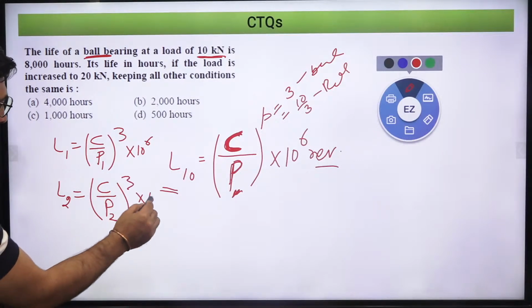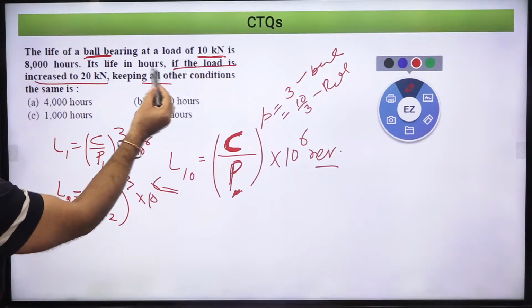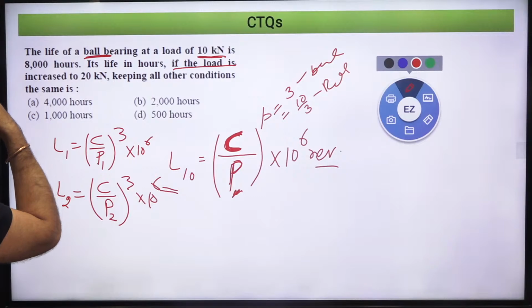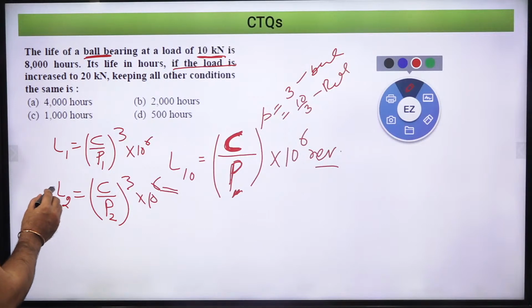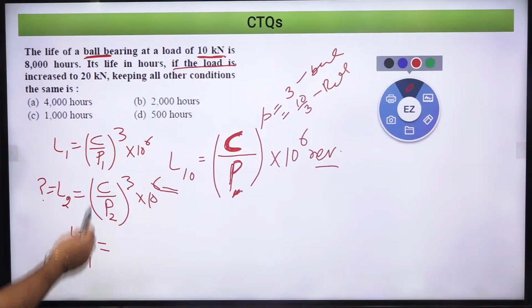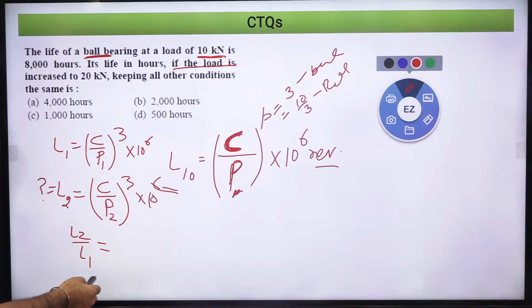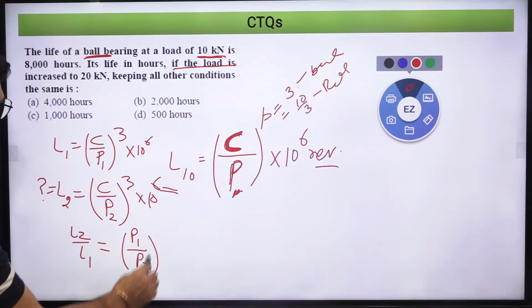Rest is the same. I want to find out what happens if the load is increased, keeping all other conditions the same. It is asking me to calculate its life in hours, that means I have to find out L2. So I can write it this way. If you write L2 by L1, the common terms are going to cancel out. So L2 by L1 is going to be P1 by P2, raised to power 3. Am I correct?